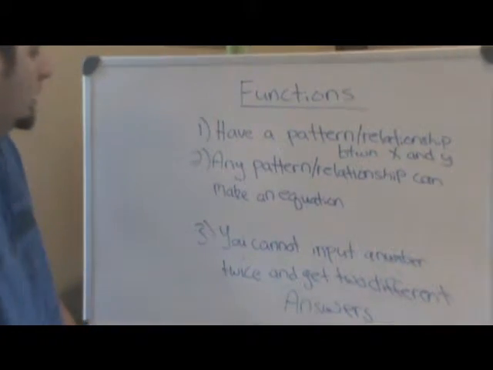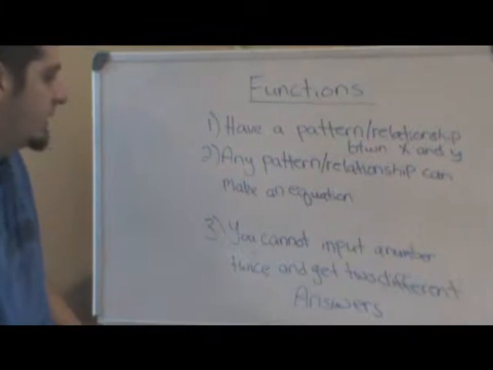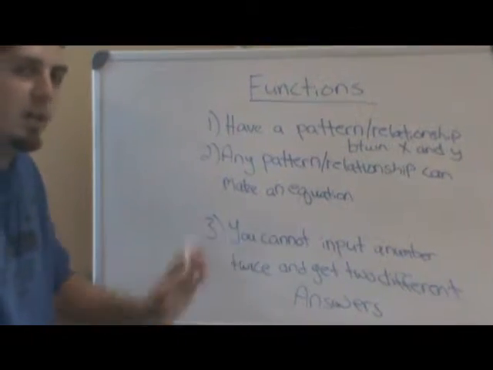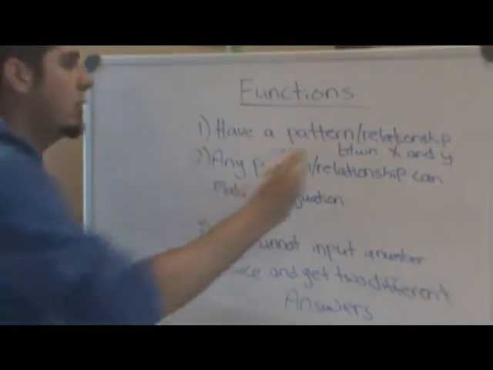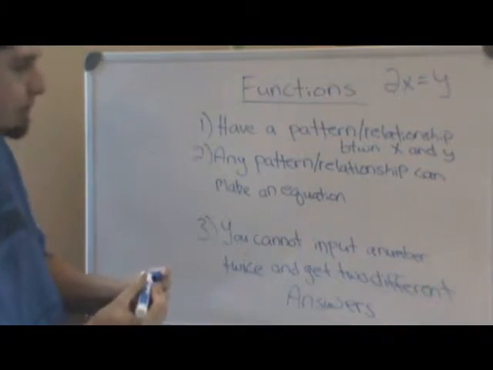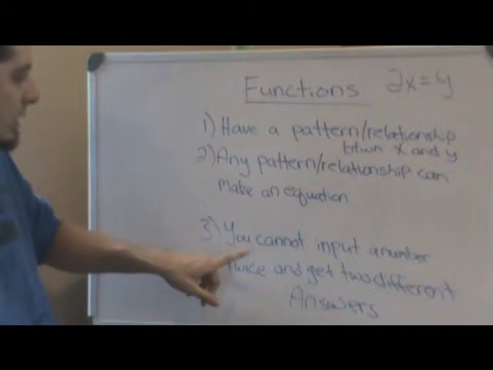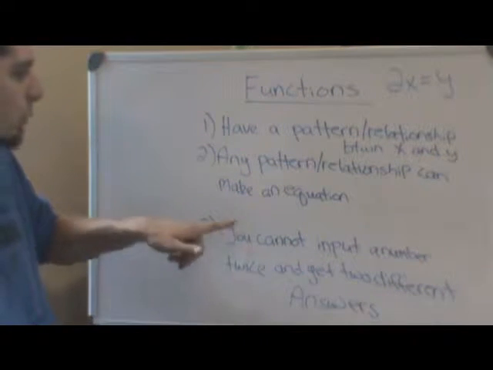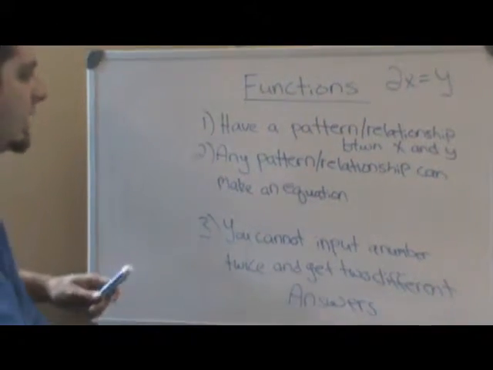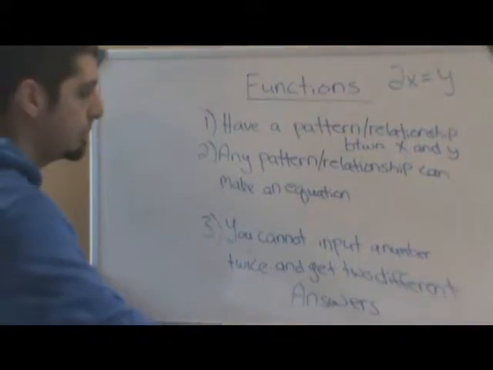The third thing we know about functions is that you cannot input a number twice and get 2 different answers. I cannot input 5 into that equation I had up earlier and get 2 different answers. Whenever I input 5, I should always get the same answer. If you see an input repeat in a function and it gets you 2 different answers, you do not have a function. So for example, I'm going to erase this, so if you need to write this down, pause it.